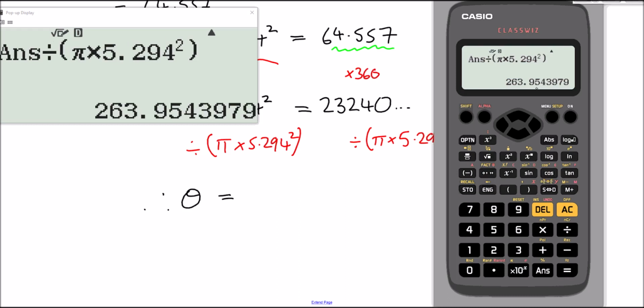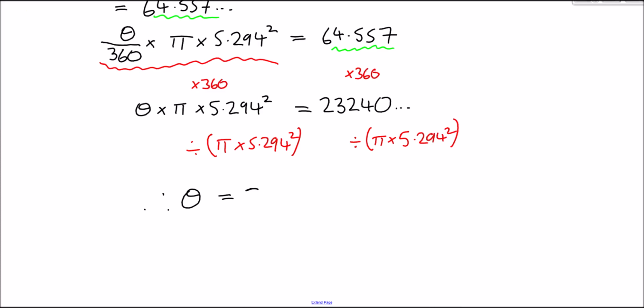263.954. The answer, we need to give it to 3 significant figures. So 263. However, that 3 is going to round up to a 4 because next to the 3 is a 9. So theta to 3 significant figures is 264 degrees. That's the angle we're trying to find. We have done. That's our final answer.